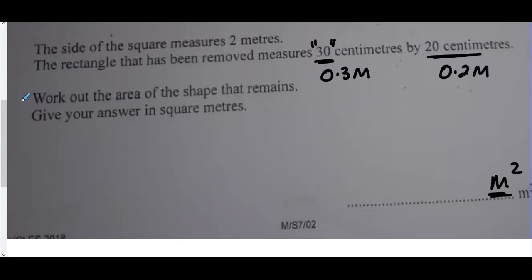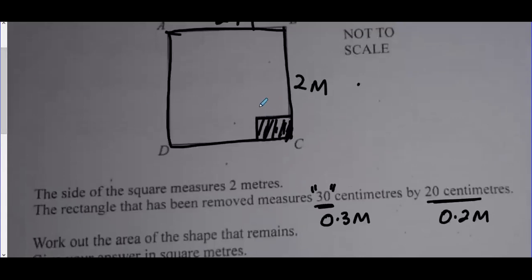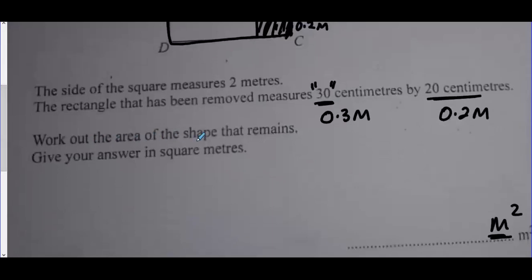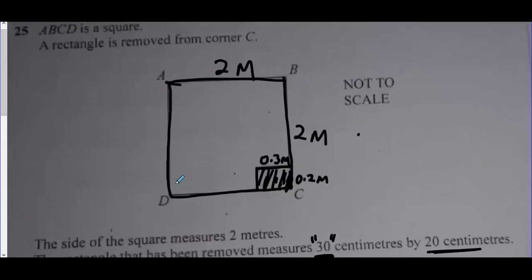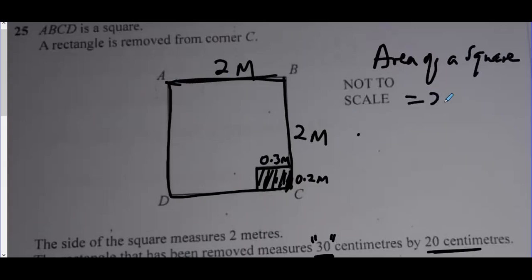Okay. So this rectangle which has been removed measures 0.3 meters by 0.2 meters. Okay. So what are you going to do? The question here says, work out the area of the shape that remains. So what we're going to do is, first of all, find the area of a square. So area of a square will be 2 meters times 2 meters, and this will be equal to 4 meters squared.